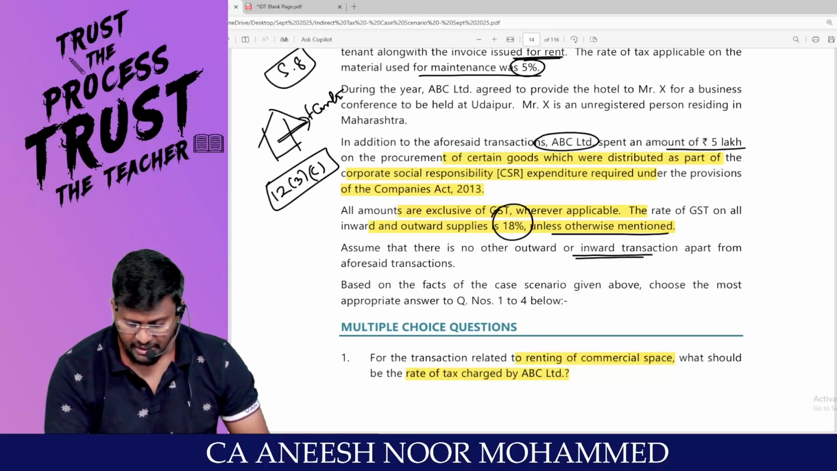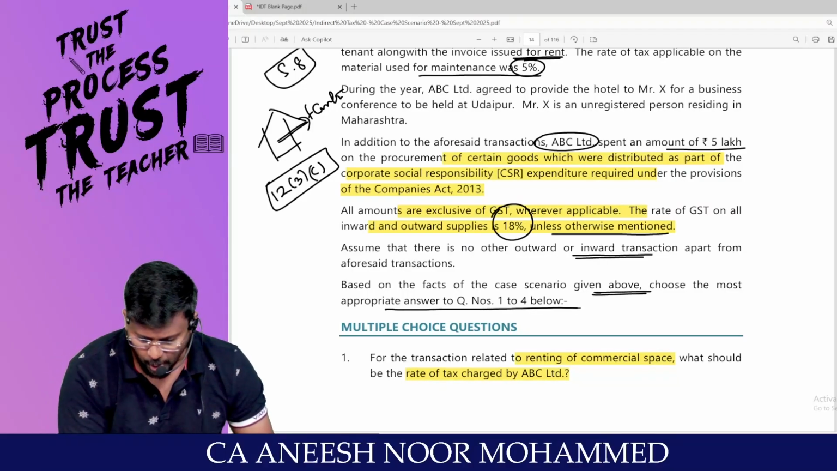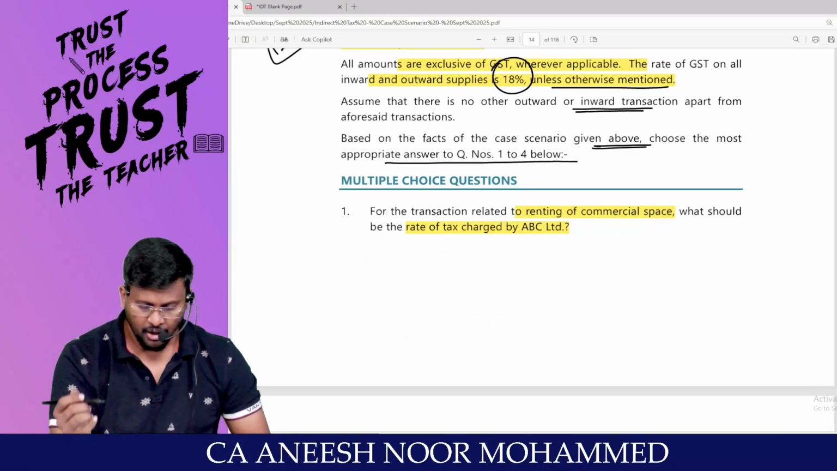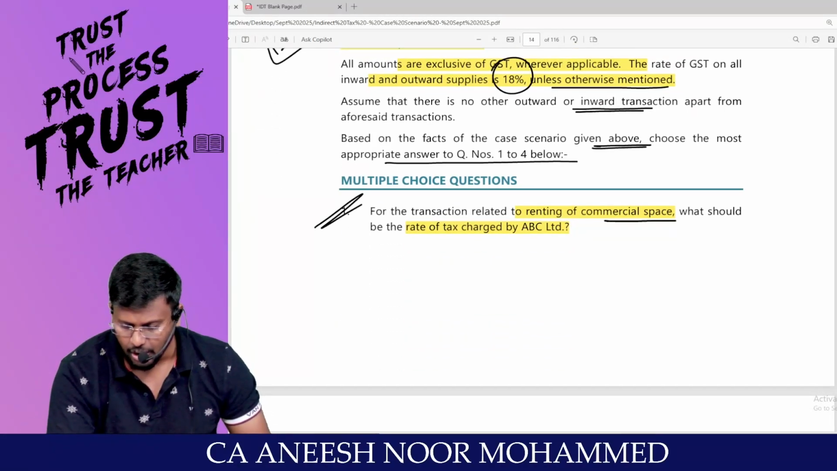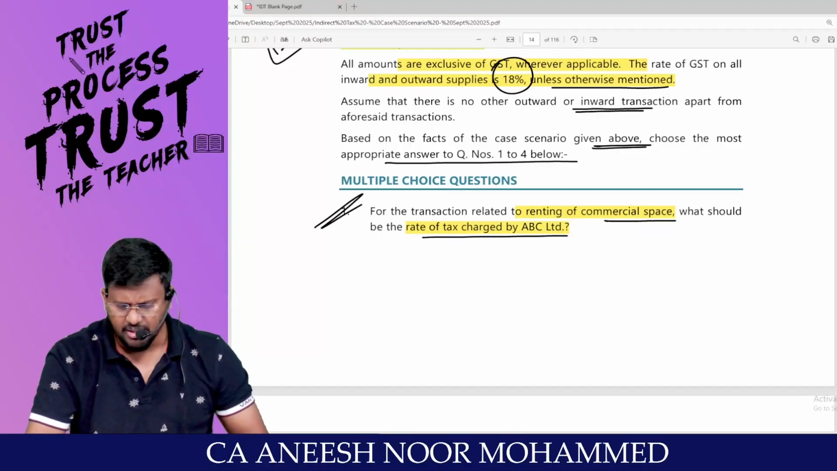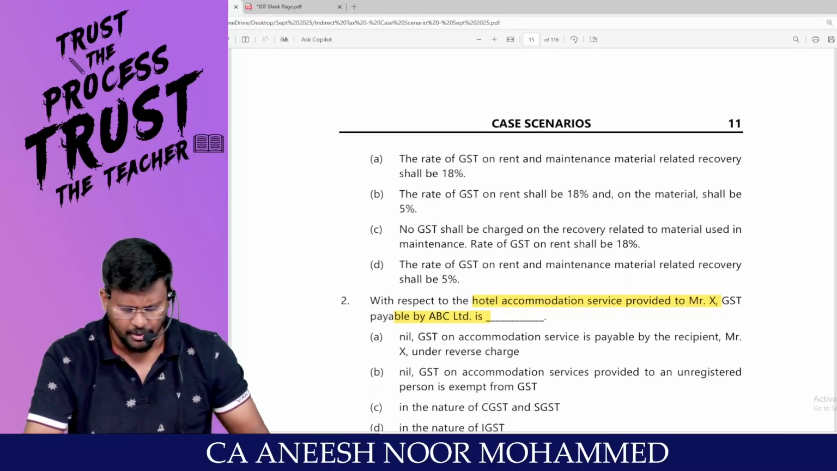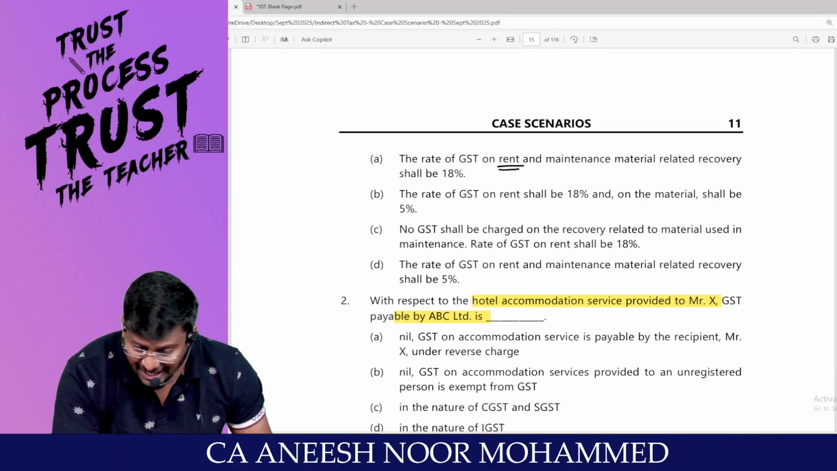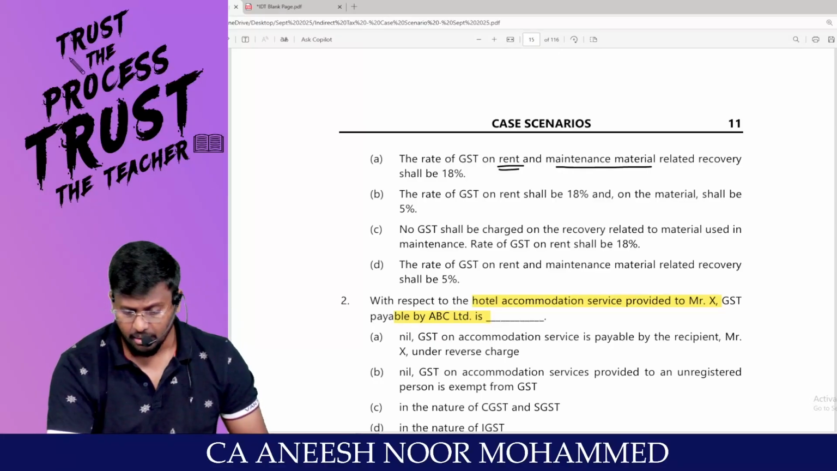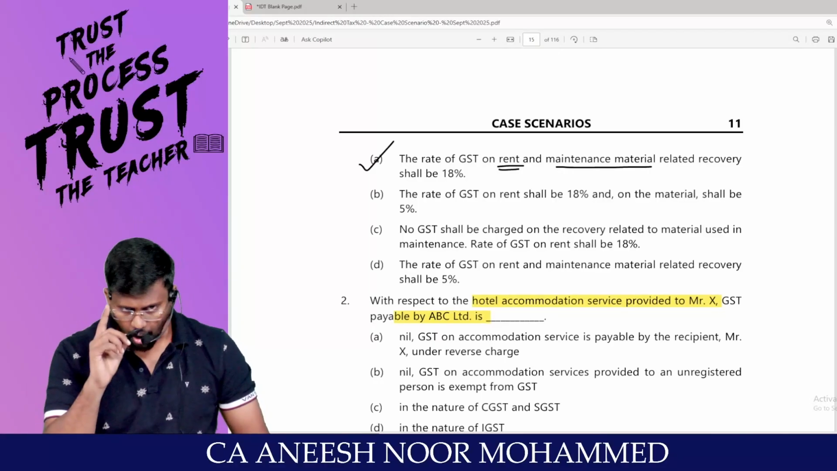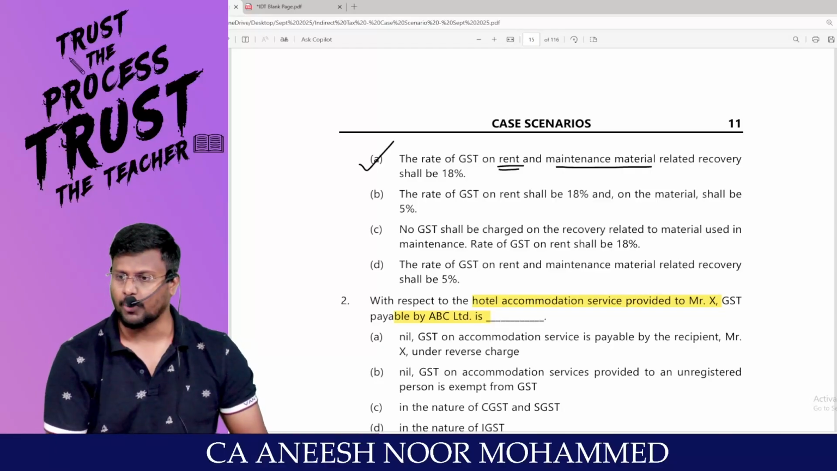Based on the facts of the case scenario given above, choose the most appropriate answer from question number 1 to 4 below. This is the transaction for the first one. For the transaction relating to renting of commercial space, what should be the rate of tax charged by ABC Limited? 18%. Are you all with me? The rate of GST on rent and maintenance material related recovery shall be 18%. This is the most appropriate answer. Always in MCQ, read all the 4 options.